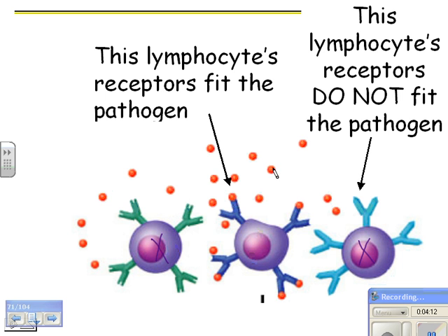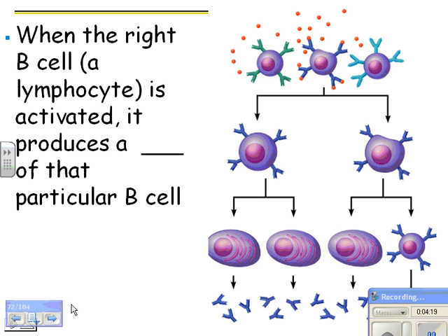You want to attack this stuff, so you're going to make this one in big numbers. When the right B cell, a type of lymphocyte, is activated, it produces a clone of that particular B cell. That means this one didn't have the right receptors, that one didn't have the right receptors, and a bunch of others didn't have the right receptors. Your body made this one, it happens to fit, yay.